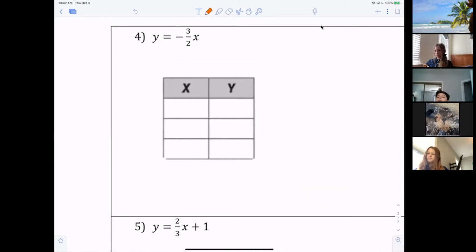On number 4, what would be the X values that I plug in? -2, 0, and 2. Is it okay if I say -2, 0, and 2? Doesn't make a bit of difference. You always have to plot 3 numbers. 0 is a good one, a positive, and a negative. That's what we're working on.